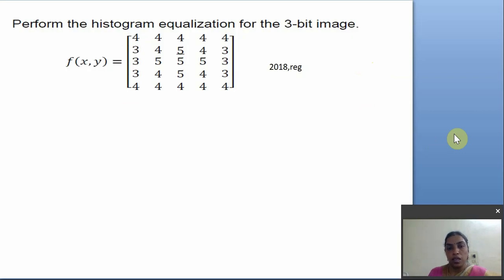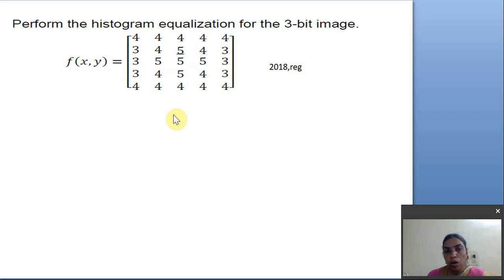Now take another problem. Perform the histogram equalization for the 3-bit image. The image is given, so you should establish a table from this. The upper intensity here is 5, so what is the image resolution? 5 means closer to 7, and 7 means a 3-bit image. In such a case, how many gray levels are there? 8 gray levels, from 0 to 7. You use that one.